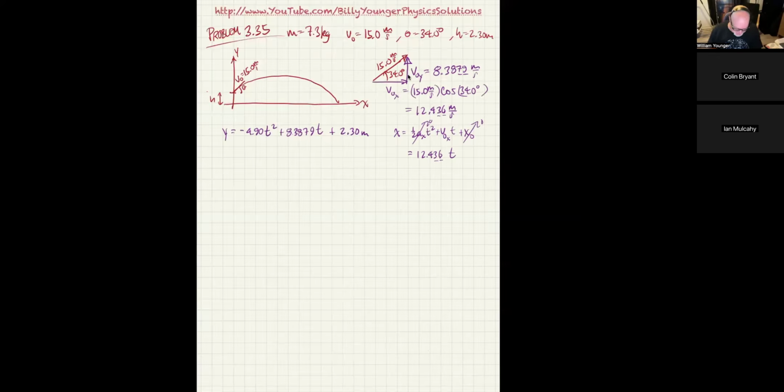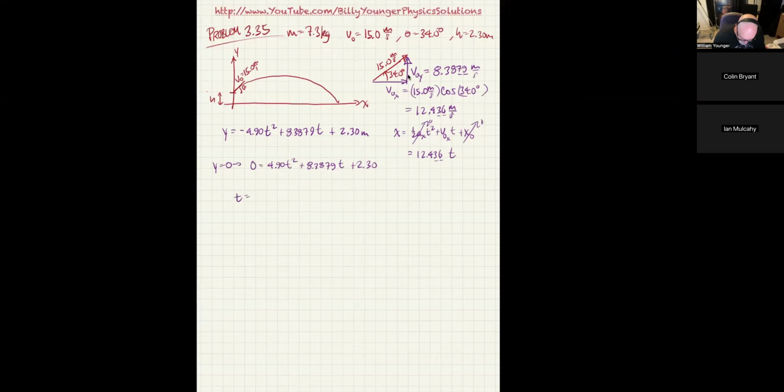Okay. Exactly. So all we have to do is figure out at what time does y equal zero. So y equals zero implies zero is equal to negative 4.90 t squared plus 8.3879 t plus 2.30. Now, that might seem complicated, but luckily we have the quadratic formula.